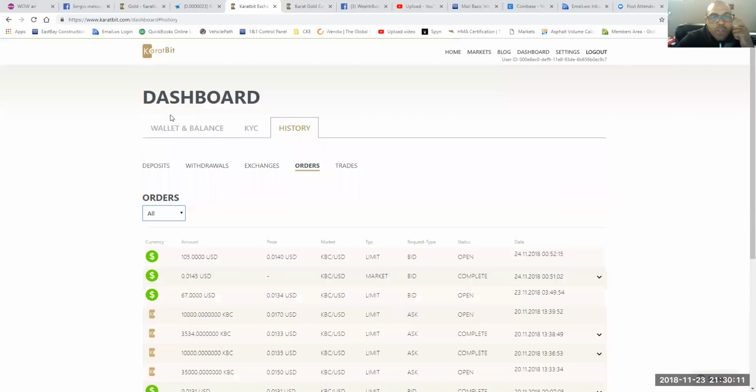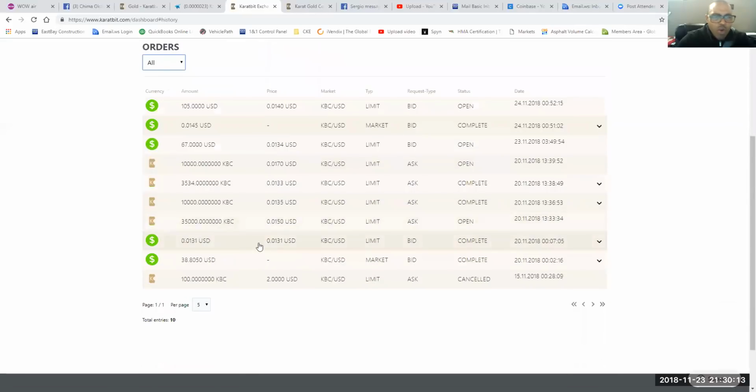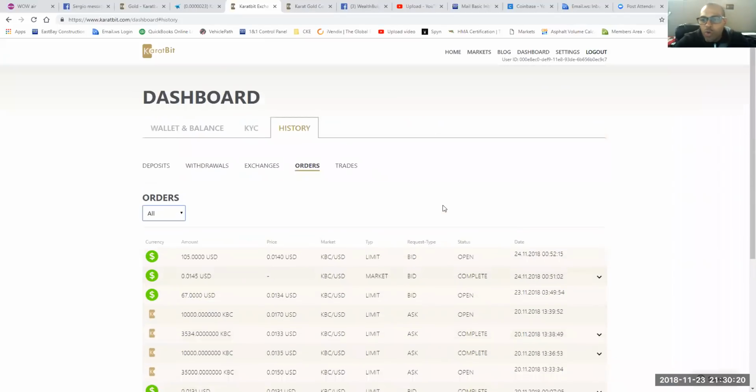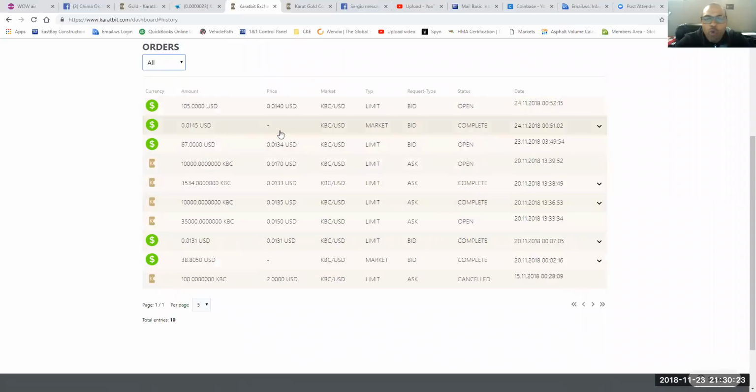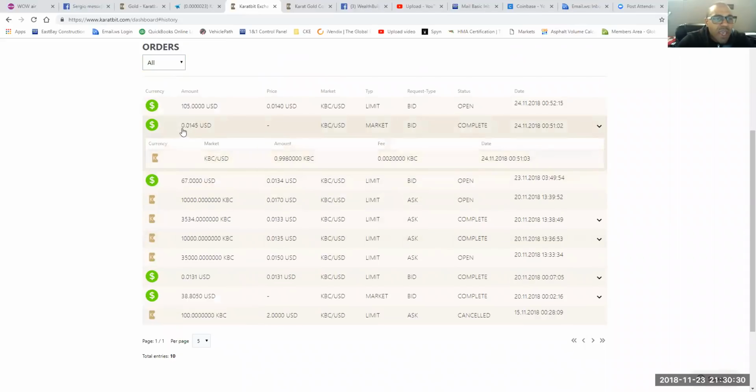Let's go to all, because all is great. So every order, partials, pending, open, completed, you got it. You will never have to worry about your coins or your money being gone, missing, or messed up. It shows you every transaction. Here I have 0.0145 KBC. I bought this one coin at market price, and it went into the order book, and somebody sold their coin instantly for that price.